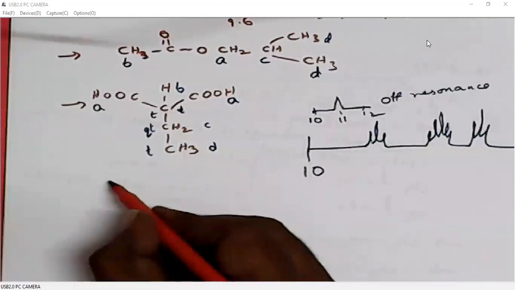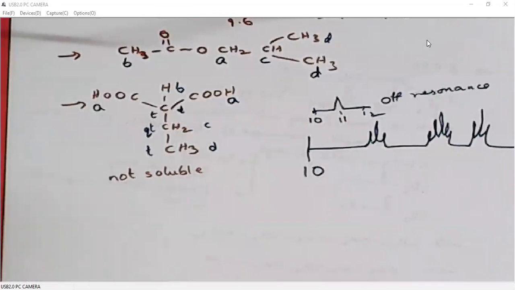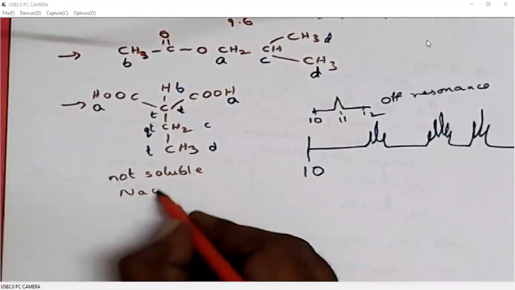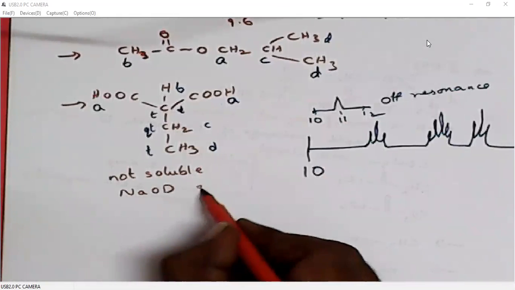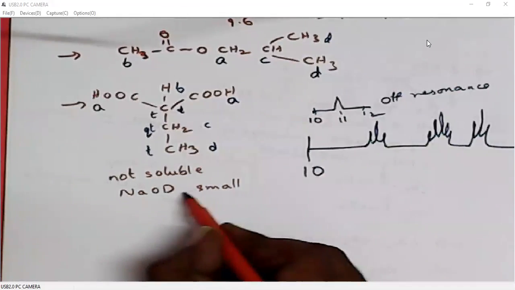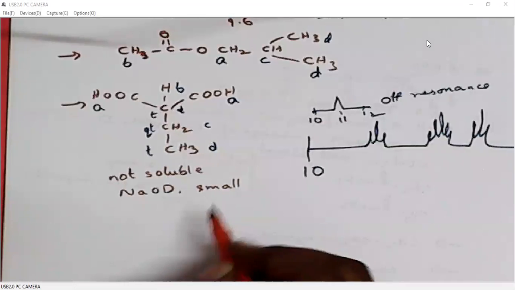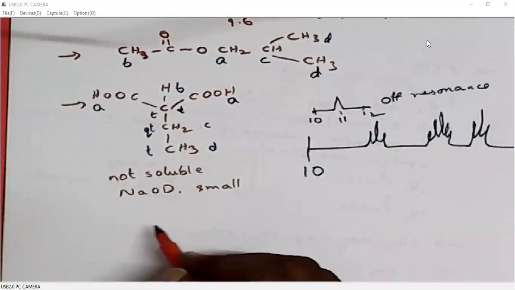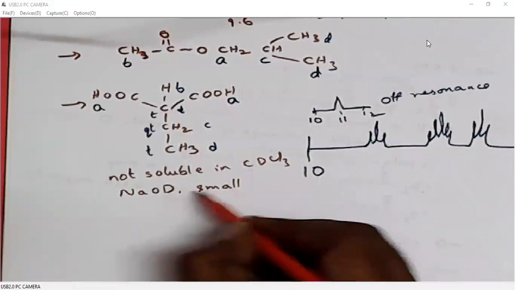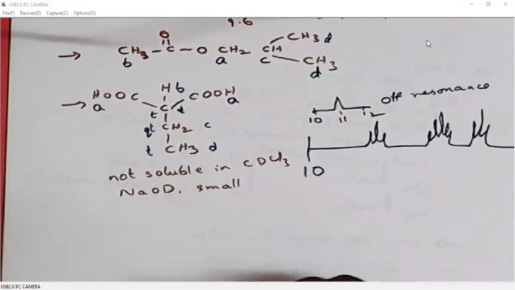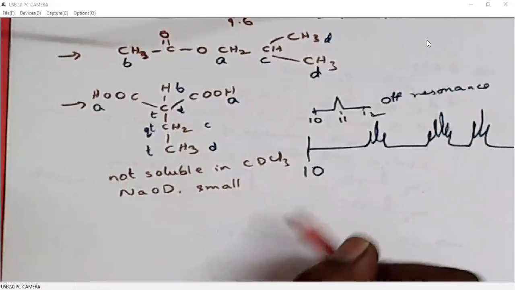Sometimes carboxylic acids are not soluble in CDCl3. So at that time, we will add a small amount of deuterated sodium hydroxide. So when we add it, the base will pick up the proton from the carboxylic acid. Okay, so to improve the solubility of carboxylic acids in CDCl3, we will add a small amount of deuterated sodium hydroxide so that it will get dissolved in the CDCl3.